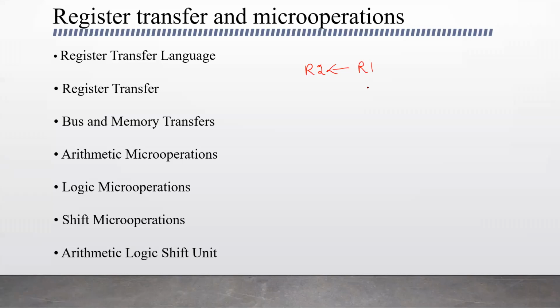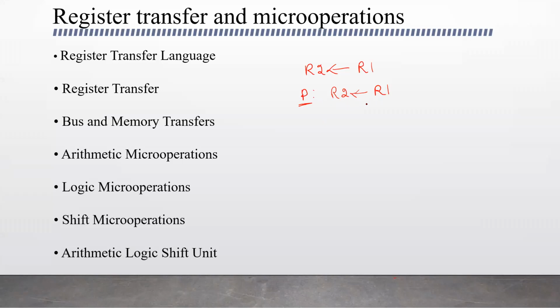And conditional transfer occurs when a control condition is given. Like if I say P: R2 ← R1. When I write this operation, this means transfer the content of R1 to register R2 under this condition. Here P is a control variable that controls the operation. Depending on the value of P, when the value of P is 1, this operation is done. So this is the conditional transfer. The value of P controls the operation.